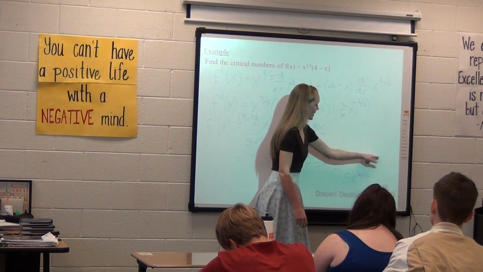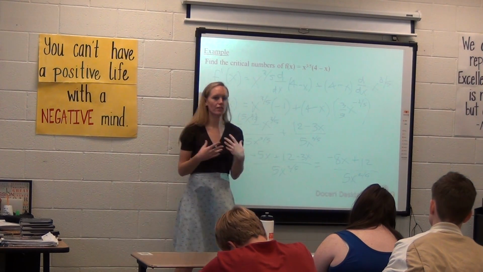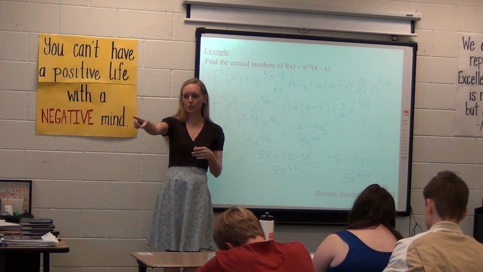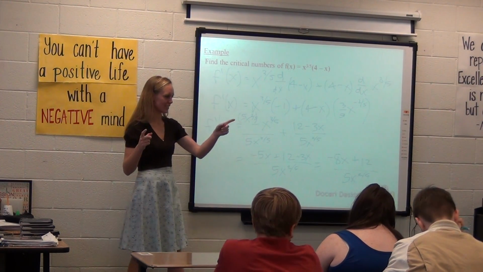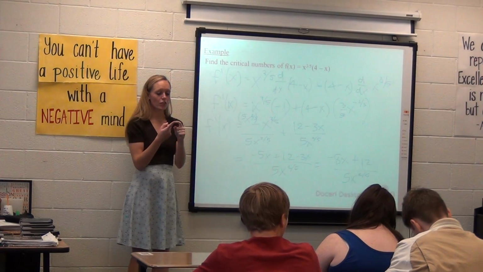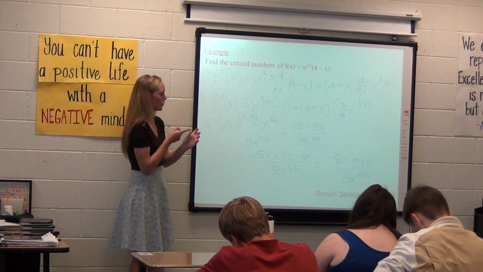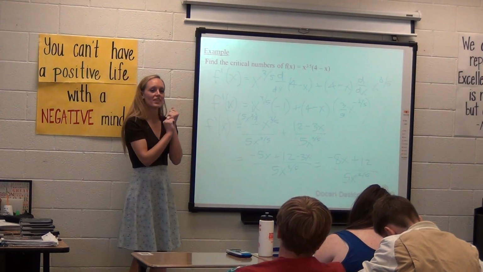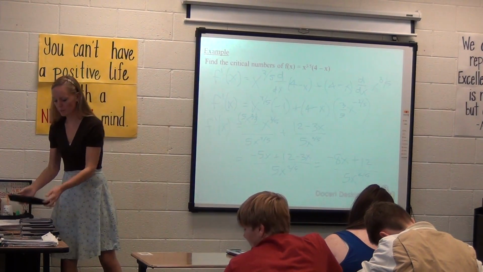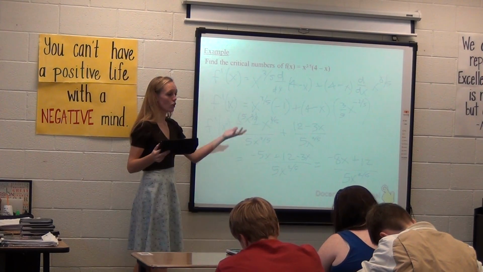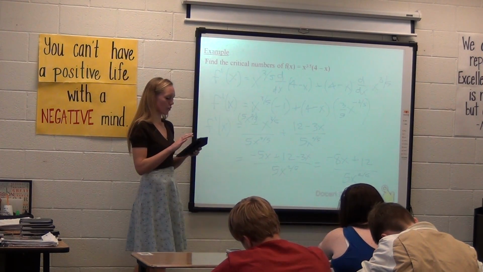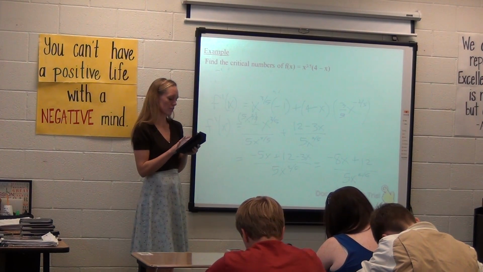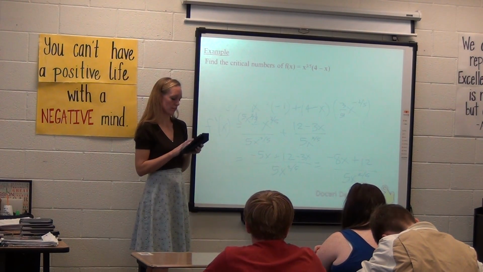Looking at this, when will the derivative equal 0? When the numerator equals 0. When does it not exist? When the denominator is equal to 0. So we can break this up to find all of our critical numbers. The first thing we do is set the numerator equal to 0, because that's going to tell us when the derivative is equal to 0.